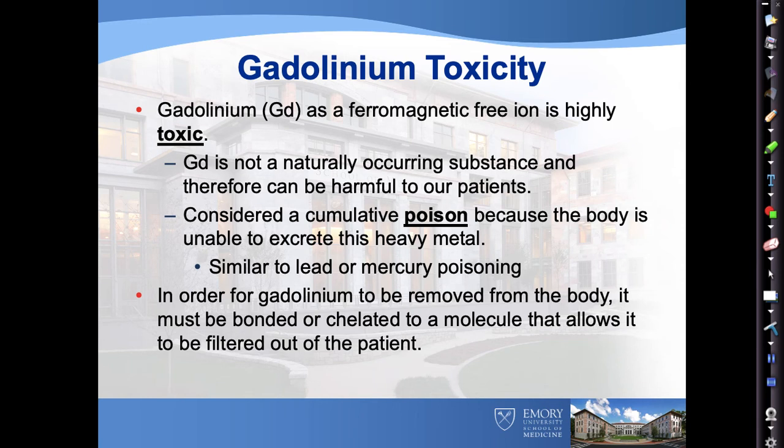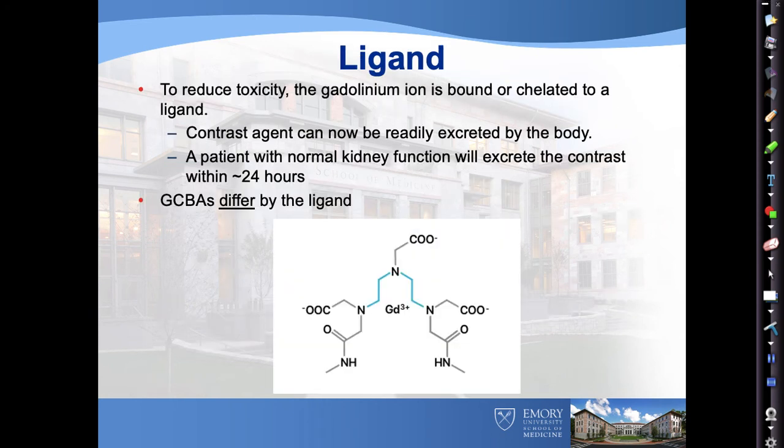So in order for gadolinium to be removed from the body, it must be bonded or chelated to a molecule that allows it to be filtered out of the patient. To reduce toxicity, the gadolinium ion is bound or chelated to a ligand. The contrast agent now can be readily excreted by the body. A patient with normal kidney function will excrete the contrast usually within 24 hours. Gadolinium-based contrast agents differ by the ligand.